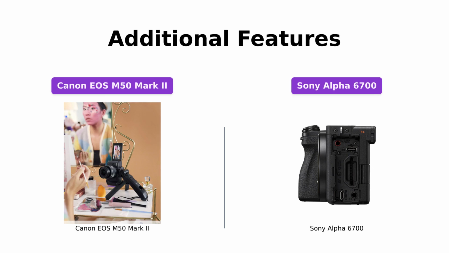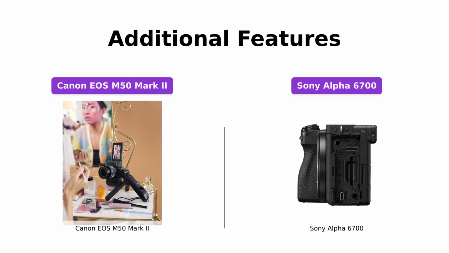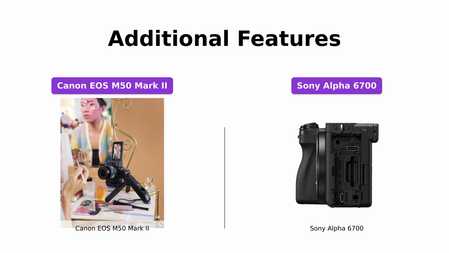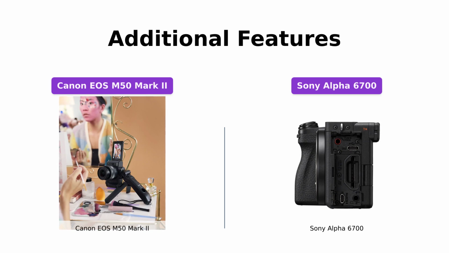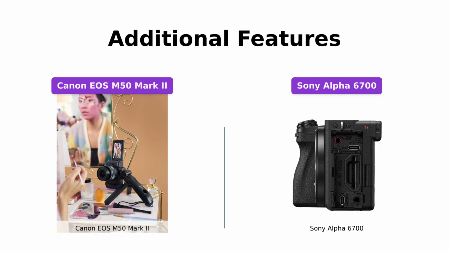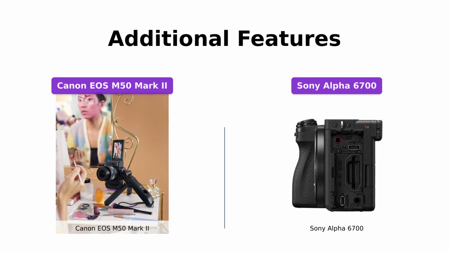In terms of additional features, the Canon EOS M50 Mark II impresses with its convenient vari-angle touchscreen LCD, perfect for vlogging and framing shots from various angles. It also offers high-quality webcam capability using the EOS Webcam Utility software or clean HDMI output, making it ideal for live streaming. On the other hand, the Sony Alpha 6700 boasts high frame rate 4K 120p recording, allowing for stunning slow-motion videos. It all comes down to your specific needs and priorities.